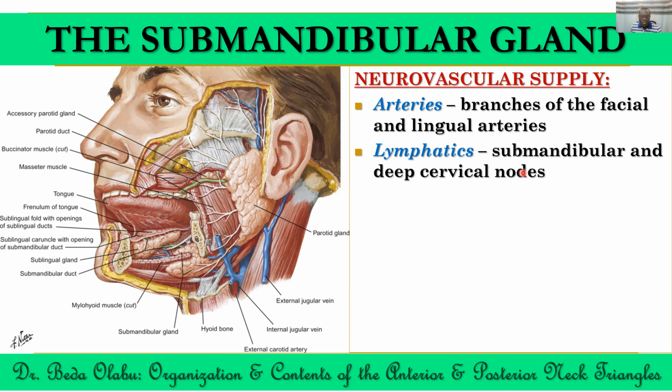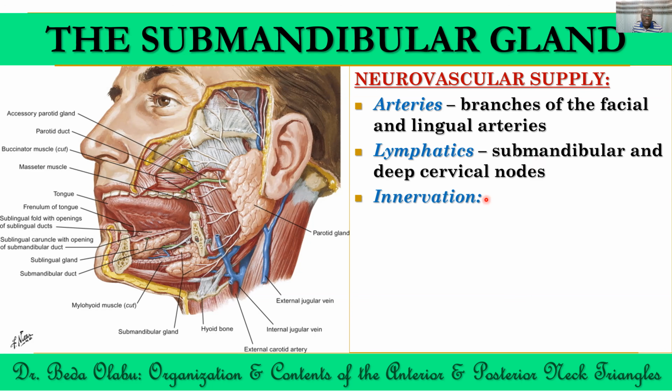gland. The lymphatic vessels that come from the submandibular gland generally will drain to the submandibular group of lymph nodes, and then also drain to the deep cervical lymph nodes. Remember, the deep cervical lymph nodes, the jugular chain of lymph nodes. Basically, we have level 2, level 3, and level 4. So most of these lymphatics will go first to level 2 of the deep cervical lymph nodes.